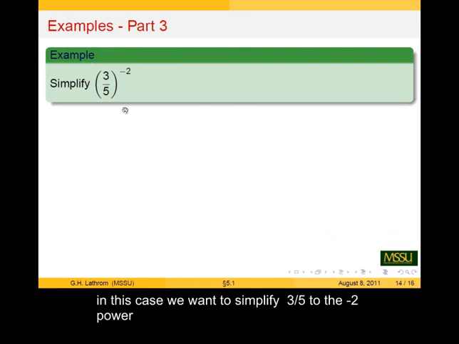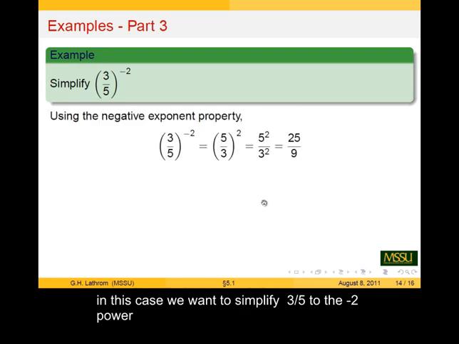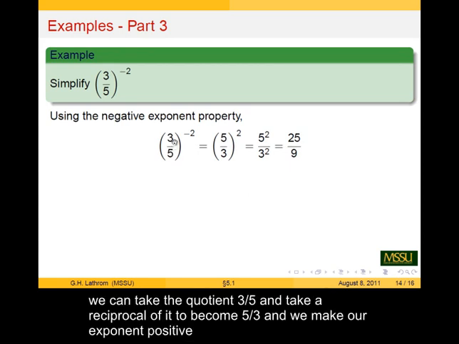In this case, we want to simplify 3/5 to the negative 2 power. Using the negative exponent property, we can take the quotient 3/5 and take the reciprocal of it to become 5/3. And we make our exponent positive.